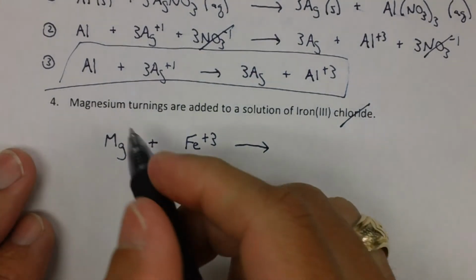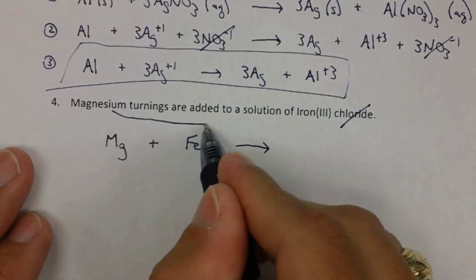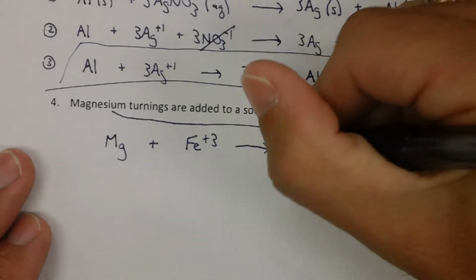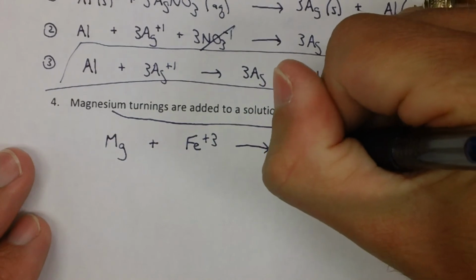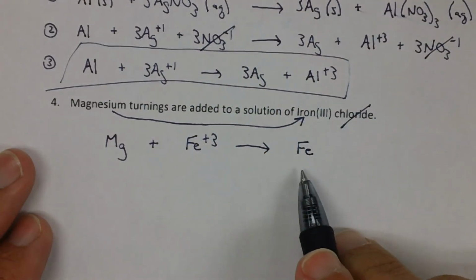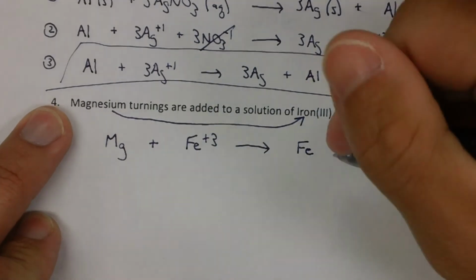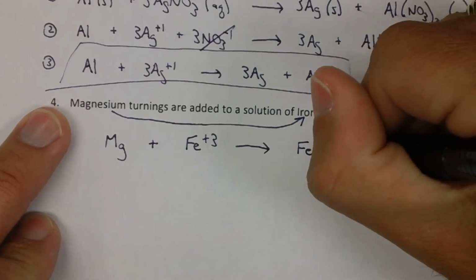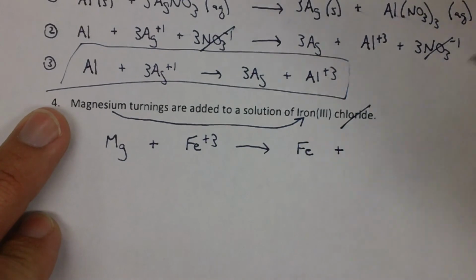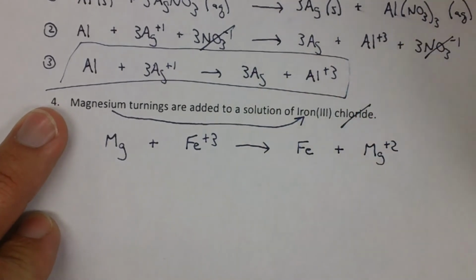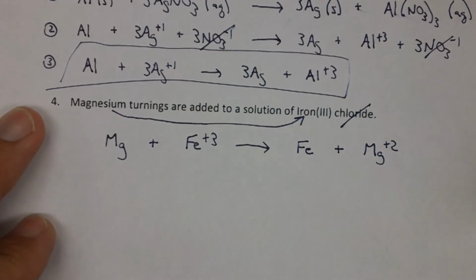What's happening here is magnesium is coming in to this single replacement reaction and kicking the iron out. And iron is going to be left all by itself. All by itself, iron is a solid, no charge on it. And magnesium is now paired up with that chloride. And that magnesium chloride is soluble, so we will have those magnesium ions floating around in solution.